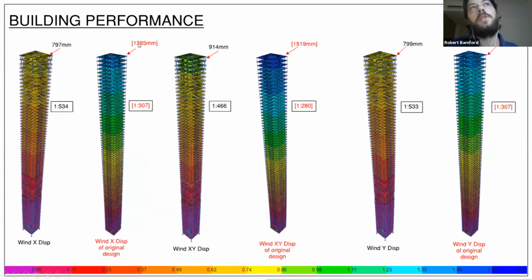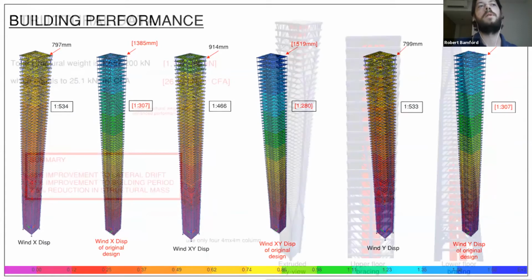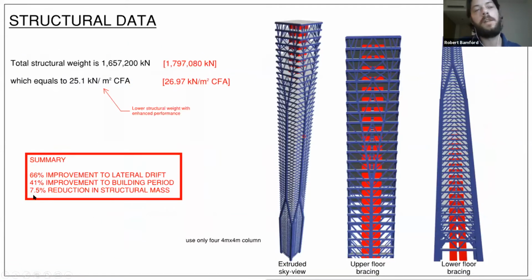So you can see the red numbers of the previous design and the black numbers of the new topological design. You can see that the lateral displacement reduces from 1.4 meters down to 800 millimeters. There's a similar story for the building period as well. And overall, a 7.5% reduction in the structural mass. So it just goes to show that using these geometric methods, the geometric advantage can not only achieve savings in structural mass and hence cost, but also helps to improve the overall building performance, in this case very drastically.